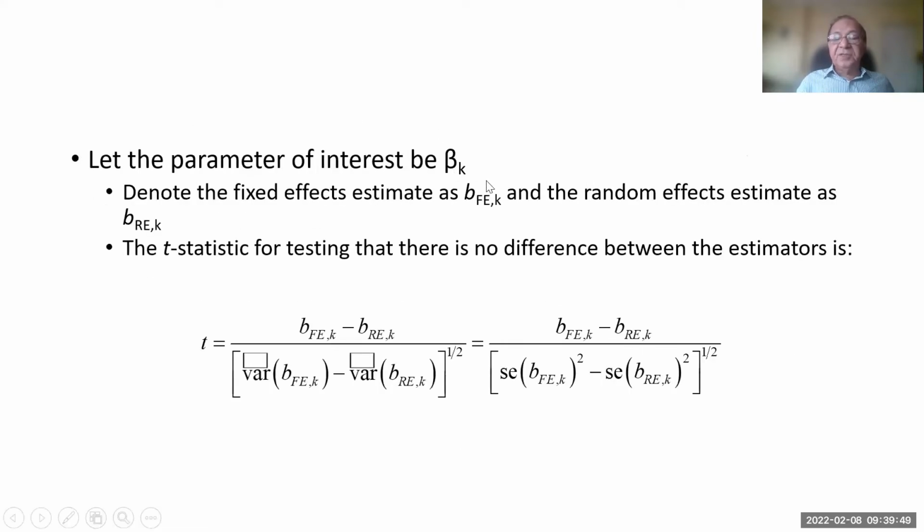Let the parameters of interest be beta. Denote the fixed effect estimator as b_FE,k and the random effect estimator as b_RE,k. The t statistic for testing that there is no difference between the estimators is a simple t-stat formula. So beta from fixed effect minus beta from random effect, divided by the variance of the difference of beta fixed effect and beta random effect, and we take the square root. It will ultimately give you the standard error. So the t-stat is basically b upon the standard error of b. So we have taken the difference and then taken the standard error. This is the way the Hausman test works.